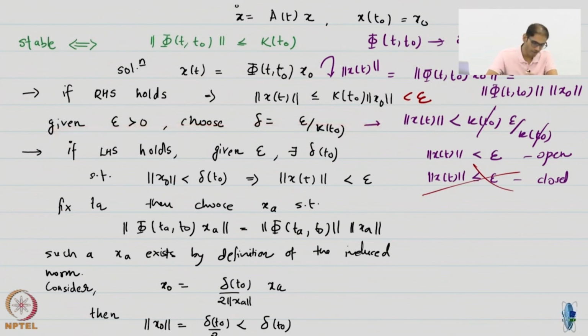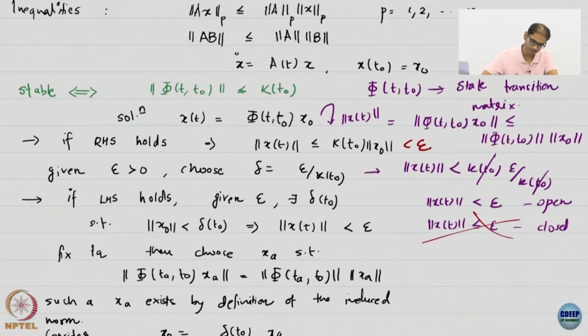Other way around, if I assume stability holds and I want to prove this, if I assume this system is stable and I want to prove this happens, then we have to make some interesting moves. If LHS holds, it implies what? If I am given an epsilon which is positive, there exists a delta which potentially depends on initial condition, initial time, and also epsilon, but whatever, and is also positive, such that if my initial conditions lie in a delta ball, then my solutions lie in an epsilon ball. This is exactly the definition copied.